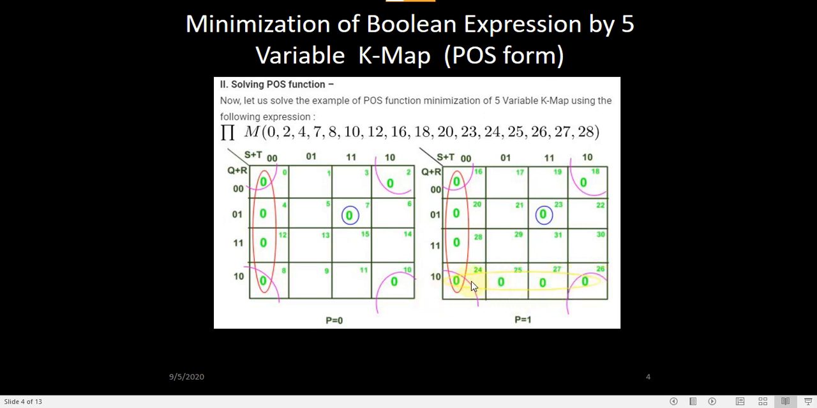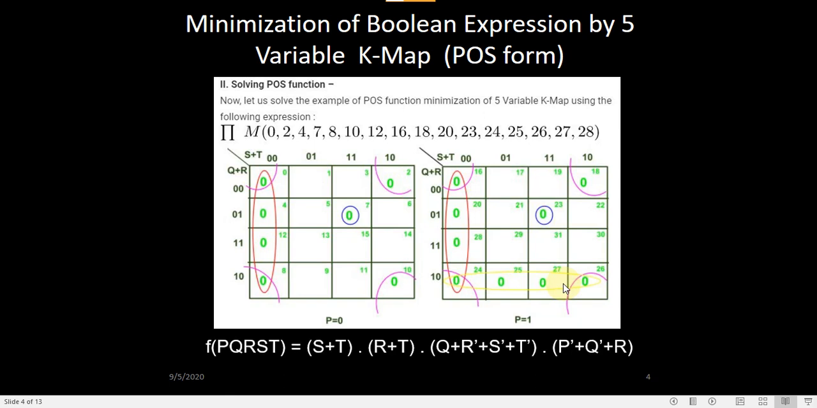And here it is going to be slightly different. It will be P dash. Right, so this is S plus T. These four corners are R plus T, and here these two together, it is Q R dash S dash T and P dash Q R. Here it is 1, but since we are talking about min terms, it becomes P dash. So it is very, very similar to these terms.